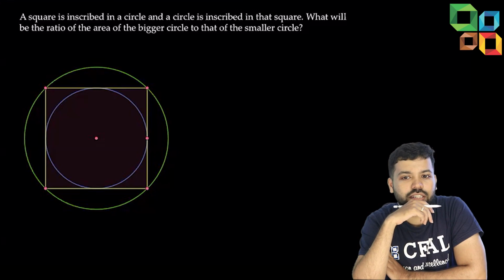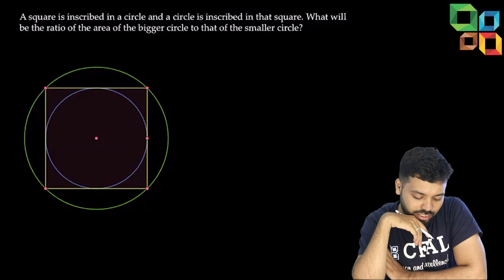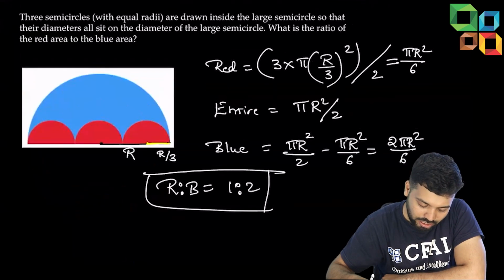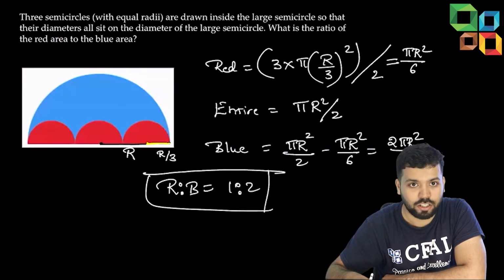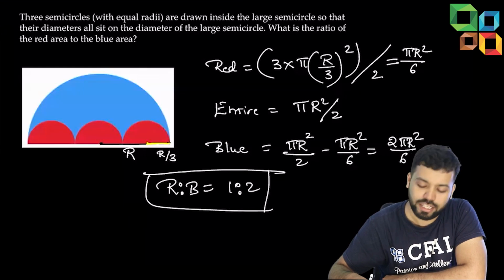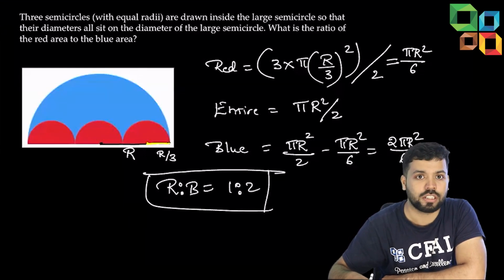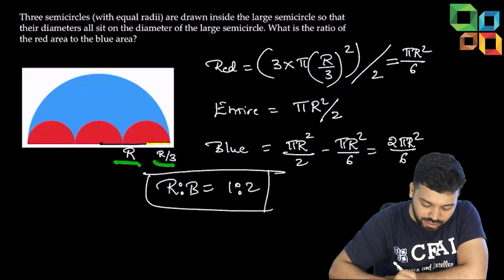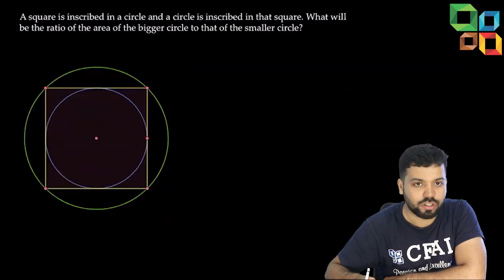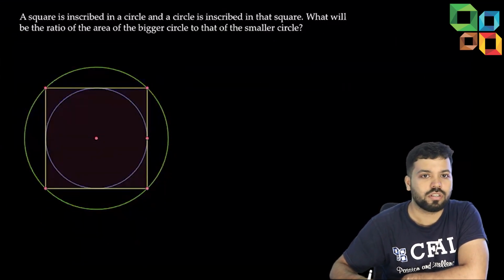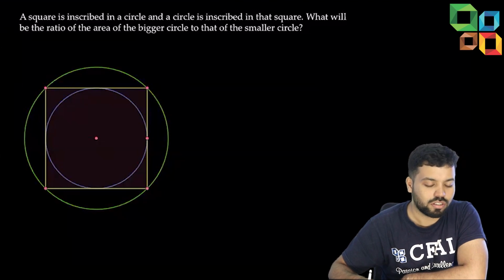Okay, how can we start this? Like in the previous question, we took the radius of the bigger circle to be r, and then we got the radius of the smaller circle, which is r by 3. Correct? That is what we had done. In this question, what can we do? Smaller as R and bigger as root 2R.